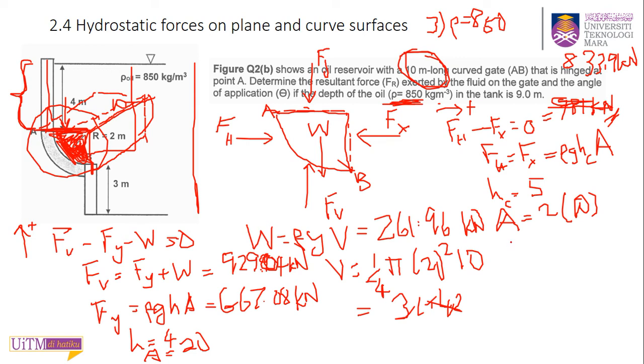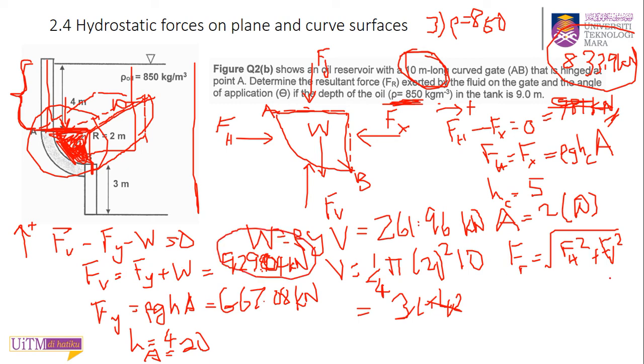Find the resultant and the angle. Okay, how do you find the resultant force, the Fr? Fr equals the square root of FH squared plus FV squared. Okay, well done. So you have the value for FH here, 833.9, and for FV here, 929.04. So what's the value for FR?